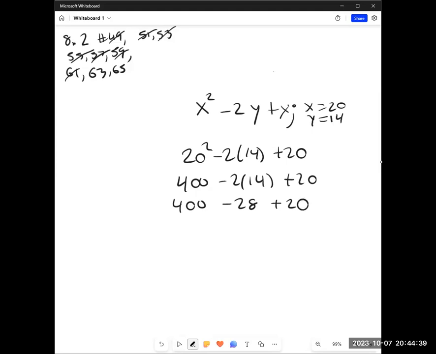So I'm going to add these two together and get 400 plus a negative 8, which is the same as 400 minus 8, which is 392. It was just easier to add the negative 28 and the 20 in my head because they were closer together than to try and take 28 away from 400. So there you go.